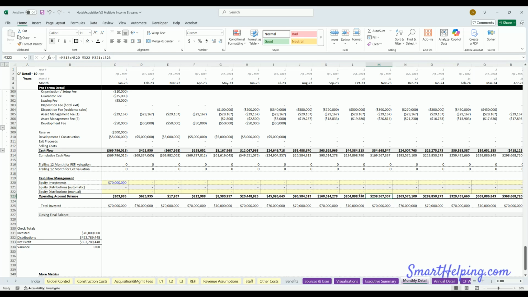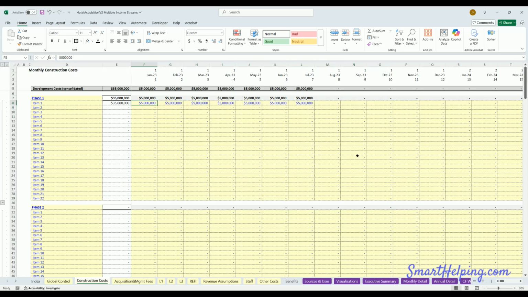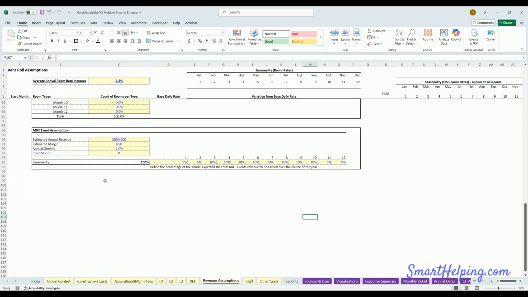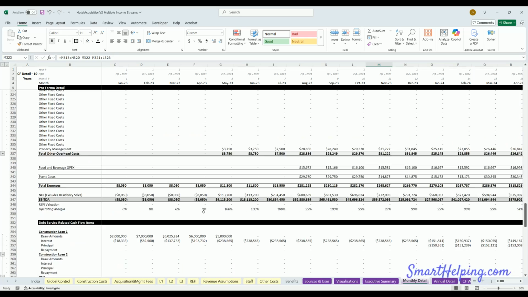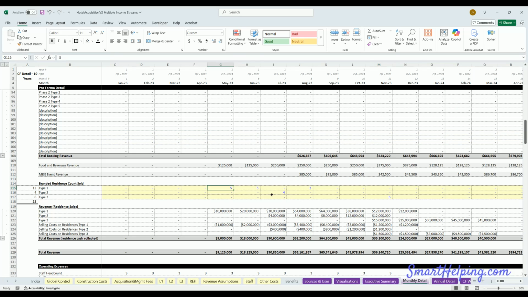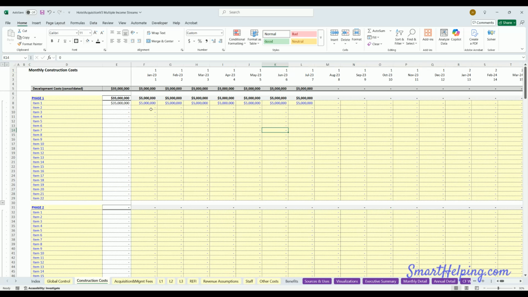Oh, I see, right. So with those residency sales, now here obviously I haven't attached them to the construction costs. There's no direct connection between the branded residence, like what you're selling it for and how many you're building and selling. Here you can define how many of them you're selling, but you have to manually put in the expected costs for building those things here.